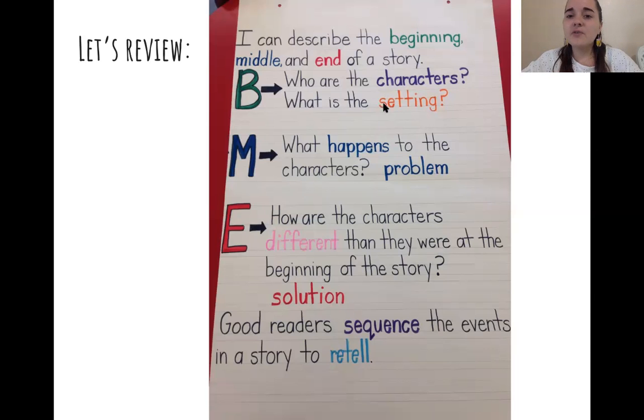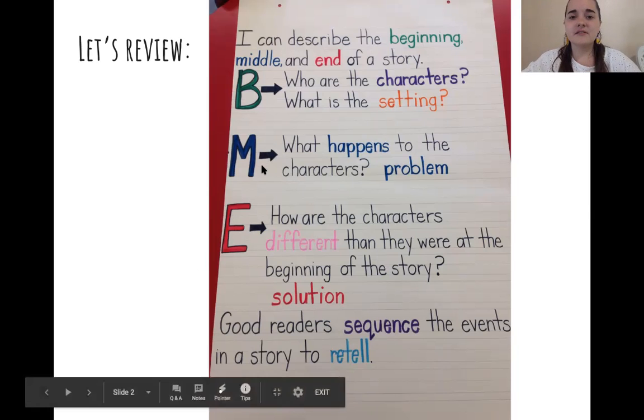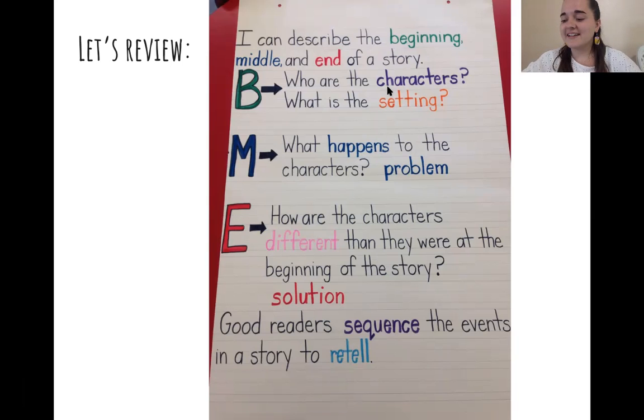Okay, look over here at the word in orange. What does that say? Very good, the setting of the story. So where our story takes place. All right, now we're looking at the letter M. That stands for the middle of the story. What happens in the middle of the story? Yes, Matthew? Yes, there are different events that happen in the story. Very good, that's the middle.